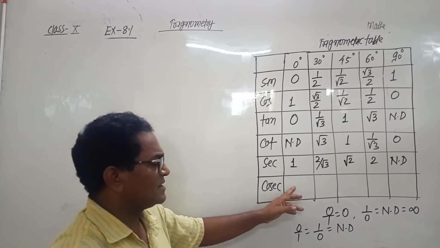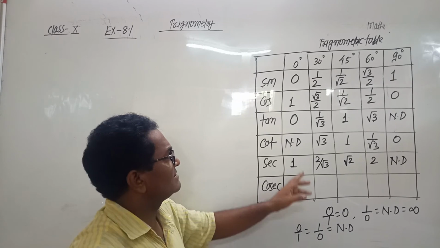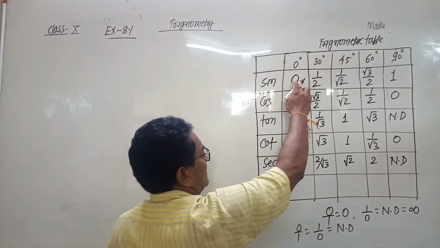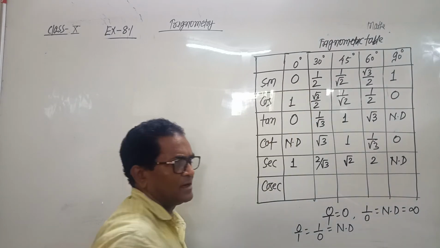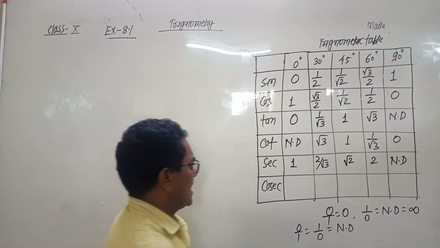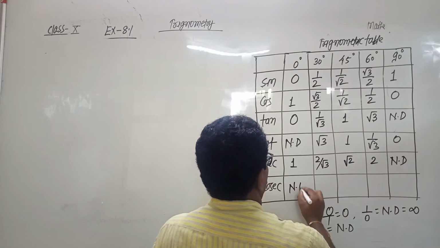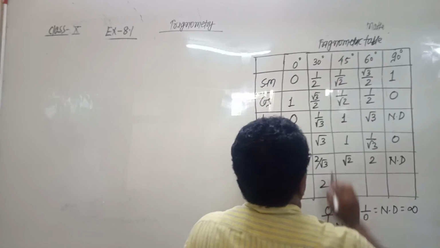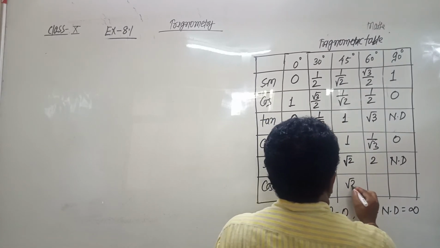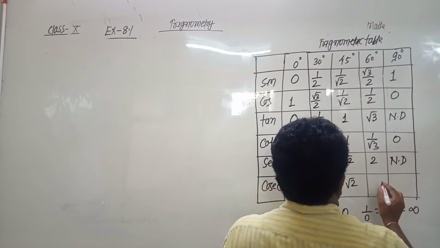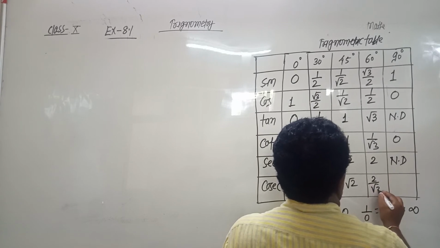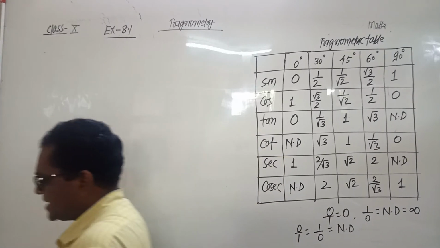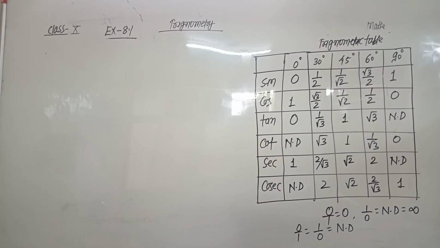Now to write the value of cosec, we make the reciprocal of the value of sine. So here 0 by 1, make its reciprocal, it becomes 1 by 0, and 1 by 0 is again not defined. The reciprocal of 1 by 2 becomes 2. The reciprocal of 1 by root 2 is root 2. The reciprocal of root 3 by 2 is 2 by root 3. And reciprocal of 1 is 1. So this is the way to construct the trigonometric table.